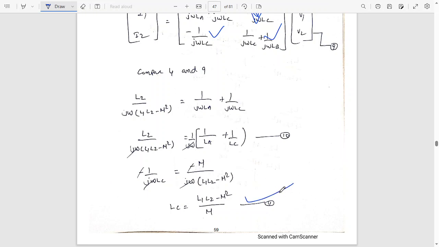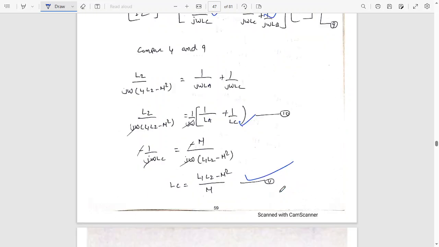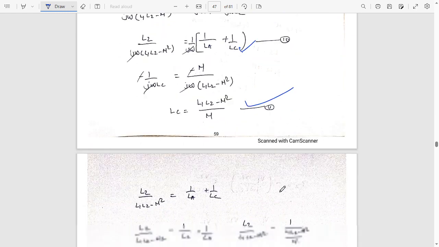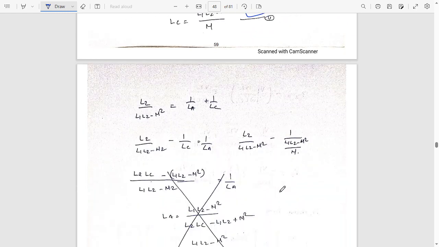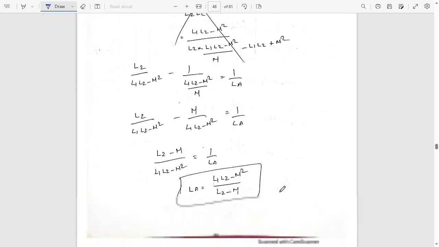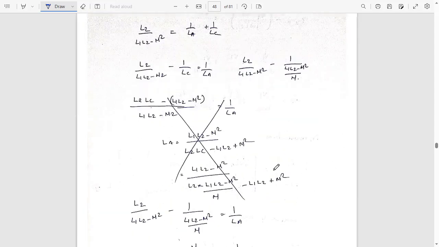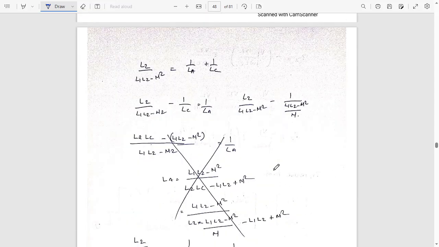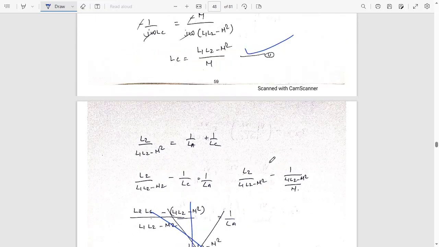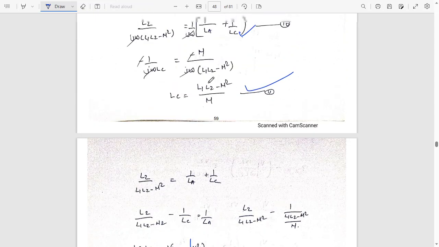Okay, so this LC value can be substituted here, so that I can find out what is LA. You can substitute LC in equation number 10 to find what is LA. If I do that, I will get LA value like this. I'll just show it. This you can ignore, it is just simply mathematical calculations. This is LC value. I am substituting this value here, in the place of LC.